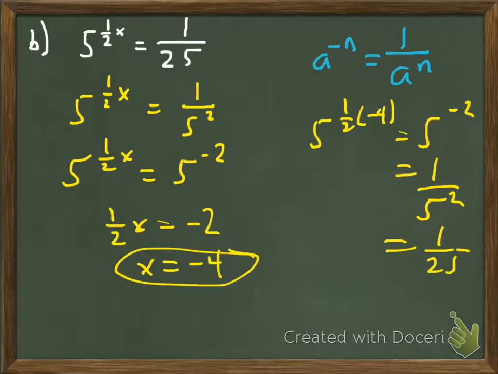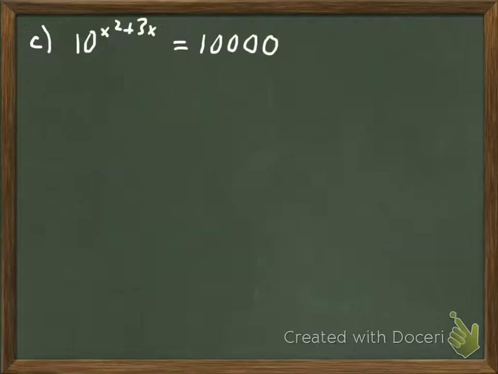We're going to try some more. Each is going to increase in difficulty level, but the idea is the same. We're going to get the expressions on either side to be written as powers of the same base. I encourage you to try these on your own before you see my solutions. There we go. See what you can do with this.